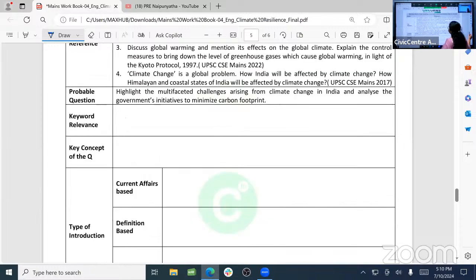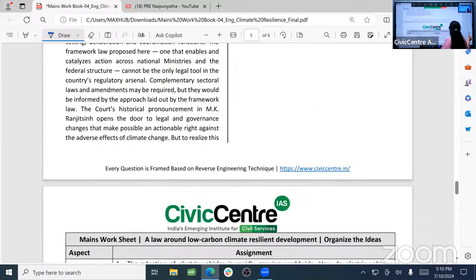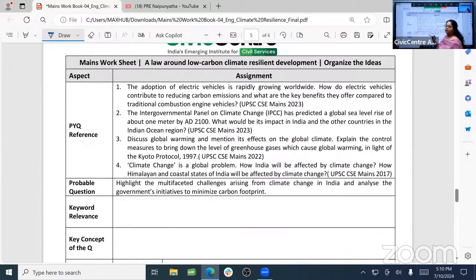After that, you can see that we have given you various PYQs based on the topic of climate change. What are they? We have given you UPSC questions from 2023 as well as 2022. Now we have asked you to write an answer to the question: highlight the multifaceted challenges arising from climate change in India and analyze the government initiatives to minimize carbon footprint.